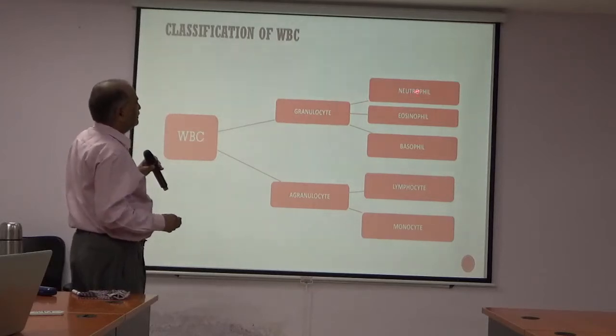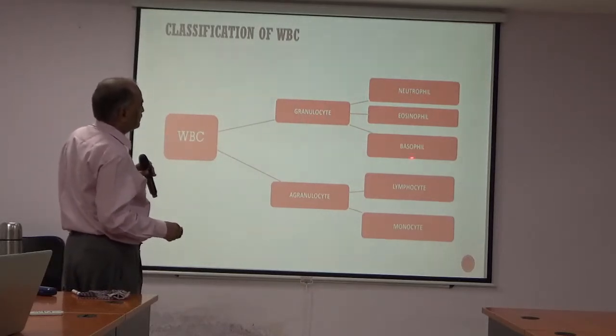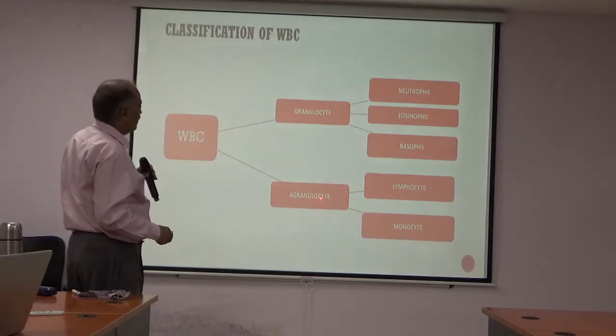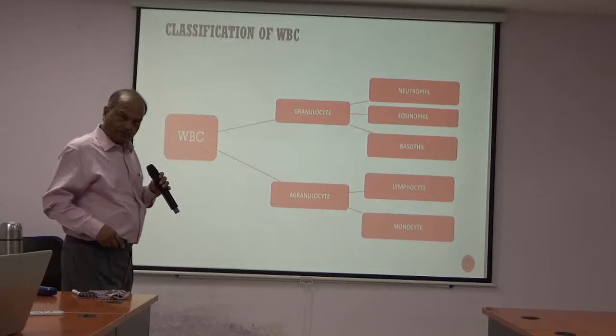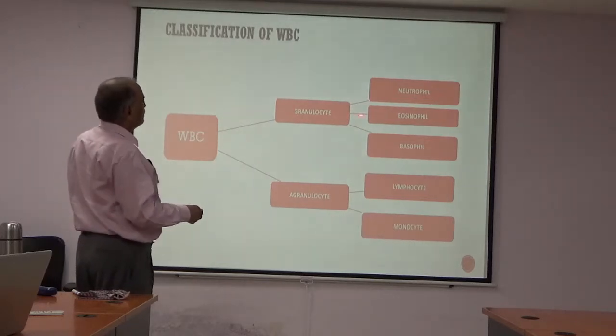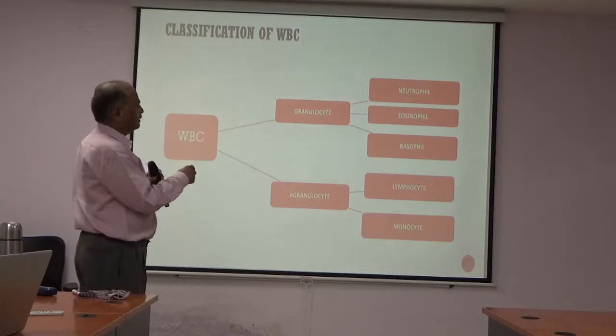So there are three types of granulocyte which we can see: the neutrophil, the eosinophil, the basophil. And there are two types of agranulocyte: the lymphocyte and the monocyte. So today we will be more concerned about this neutrophil, that is the granulocytic neutrophil.